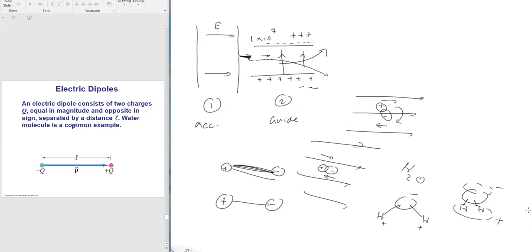So molecular recombinations, the rotations, how they align in liquid water versus in ice, all these things are heavily influenced by this dipole property, right? So that's a common example, just for your knowledge. We're not going to do any math with these things.